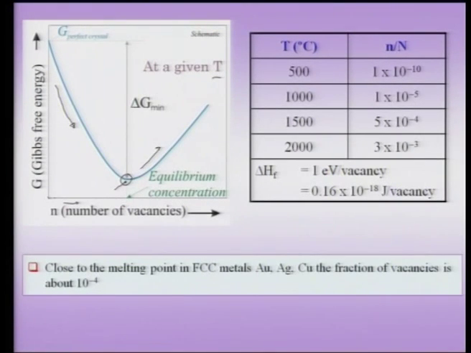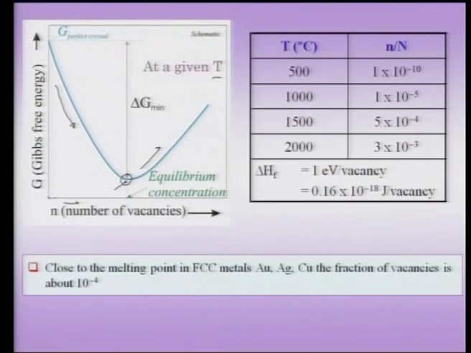If there are more vacancies present than the equilibrium concentration, then the system is not in thermodynamic equilibrium. Suppose you anneal a copper crystal which has more vacancies. Suppose I took a copper crystal to high temperature and increased the concentration of vacancies. You can see a table here. For instance, at 500 degrees Celsius, the concentration of vacancies, that is n by N, is 10 to the power minus 10, and if I go to 2000, it goes to about 1 in 1000.